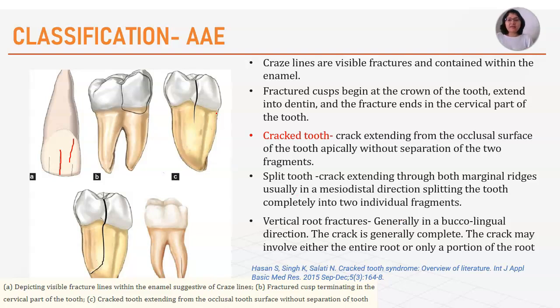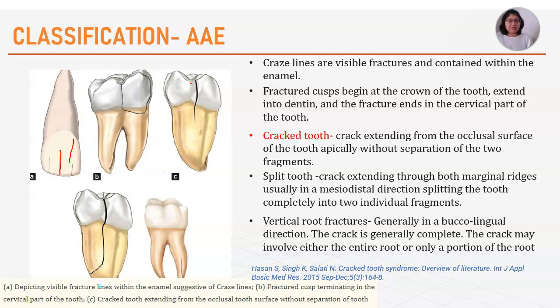Okay. Second is fractured cusp. Like here you see the fractured cusp. Now what is a fractured cusp? It begins at the crown, at your occlusal surface, and extends deeper into dentine, but it would not go any further than the cervical part of the tooth. So you would see the fracture line in the particular cusp area. It can go deeper into dentine, but it does not really extend beyond the cervical, so it's not going into the root.